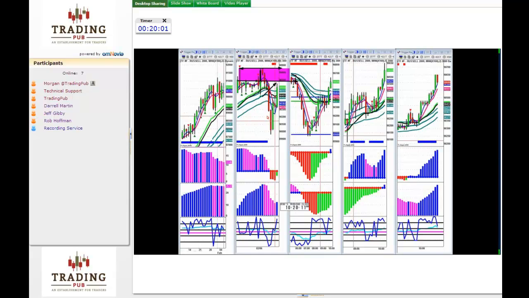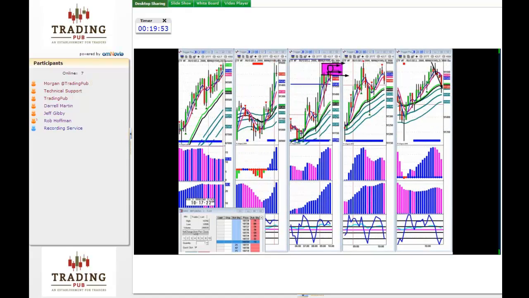Okay, here's another example. Just trying to hit you with lots of different examples of this in action so you can go back and start to look at it on your own screens, gang.